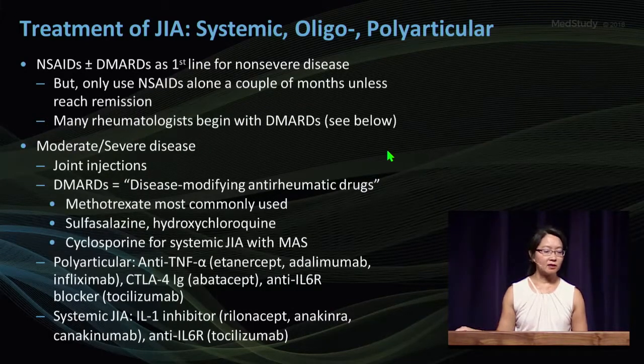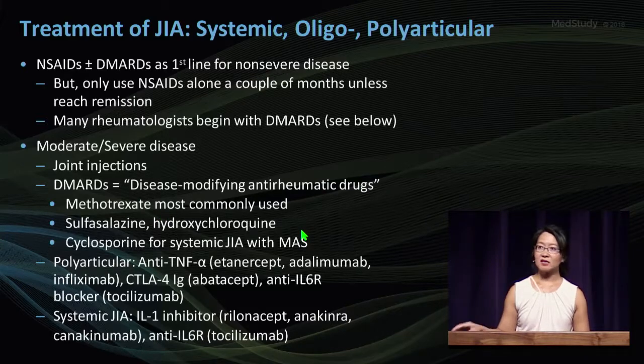Typically, NSAIDs are first line. We do use certain disease-modifying anti-rheumatic drugs. We call those DMARDs. And when there's moderate to severe disease, we really like to pull out the big gun and try to induce remission sooner than later. If one or two joints are involved, like in the oligoarthritis patients, I usually do a joint injection. But the typical disease-modifying anti-rheumatic drug that you'll see in clinical practice will be methotrexate.